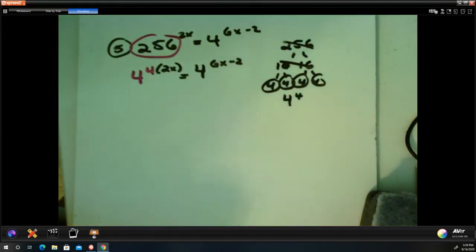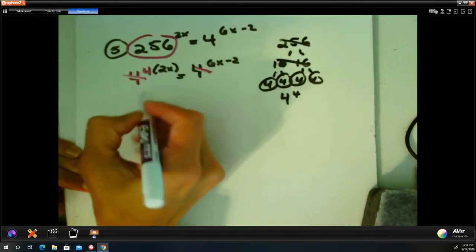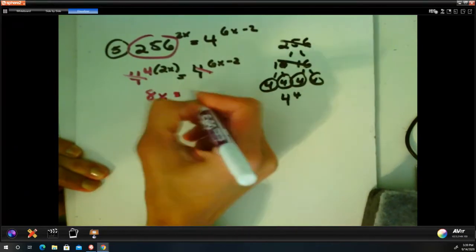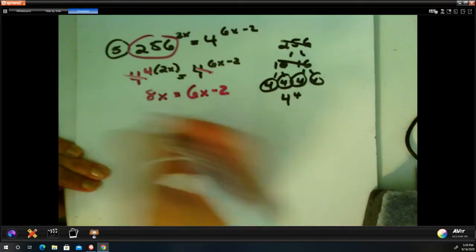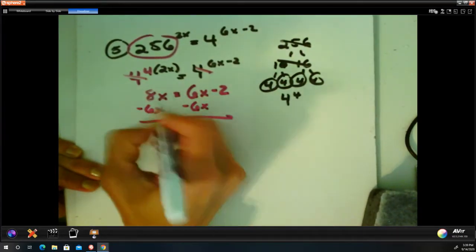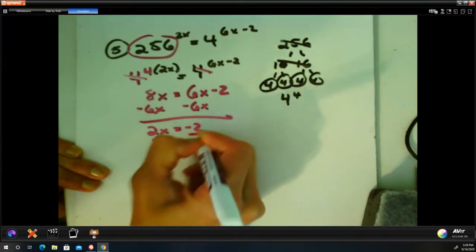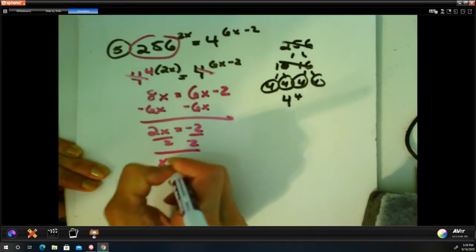So now they have common bases of 4, so I can cross that out. 4 times 2x is 8x equals 6x minus 2. Now I'm just going to solve for x here, so get the x's to one side. 8x minus 6x is 2x equals negative 2. Divide by 2, and I get x is negative 1.